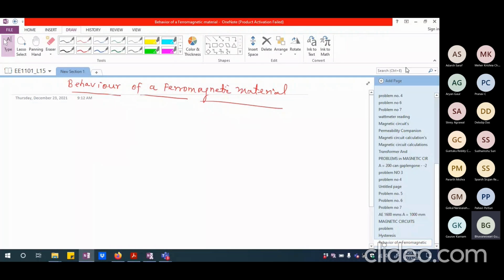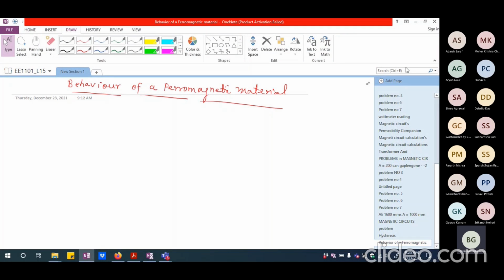Good morning. We were looking at the property of a ferromagnetic material when it is subjected to an MMF in the last class, and I was drawing the characteristics which is known as the magnetization characteristic of a ferromagnetic material, which is drawn between, you can say, either MMF and flux. This is one way of saying it, where MMF is the root cause and flux is the effect.